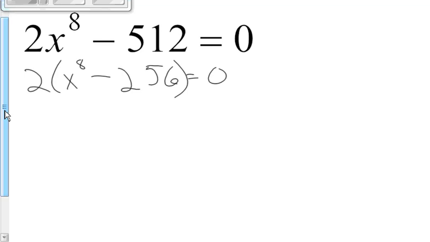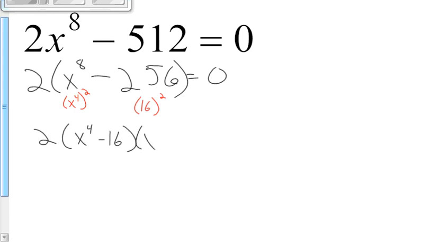Okay. And now we want to see if this is a difference of squares to see if it can break down more. And it looks like it is, because x to the 4th squared is x to the 8th, and 16 squared is 256. So we can factor this second factor into conjugates of x to the 4th and 16.